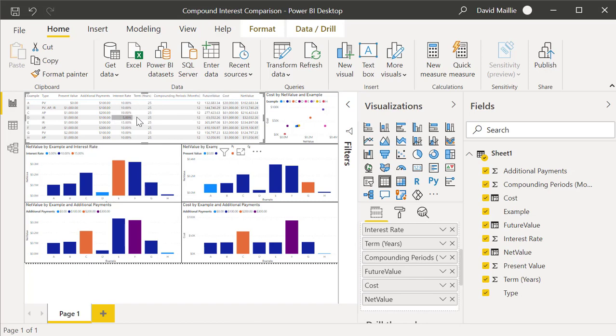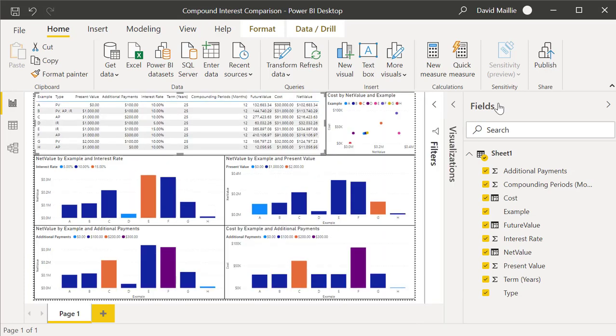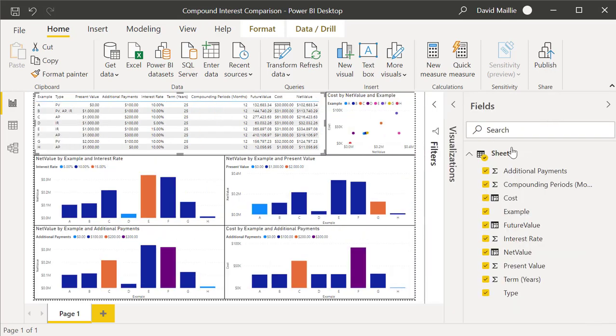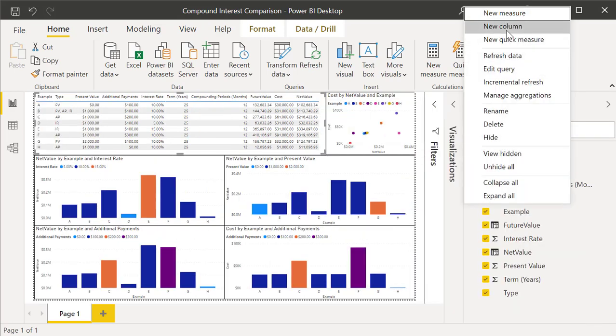But overall, it's 10%. So if we bank on that, we'll end up in 25 years with $132,000 if we just put in $100 a month. And then we carry this down because I've got the other examples here, right? If we minimize the fields so you can see it a little bit better, you can see that when we carry that down, future value applies to everything down that column, because I created a column. So under this, you would just hit new column. Not new quick measure or anything like that, new column, and that's how that works.